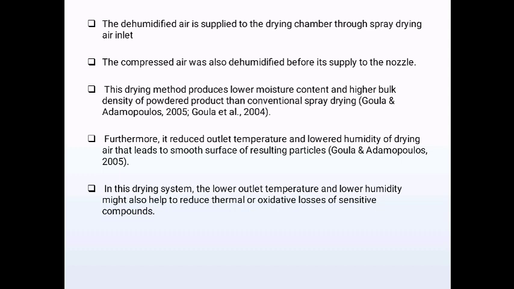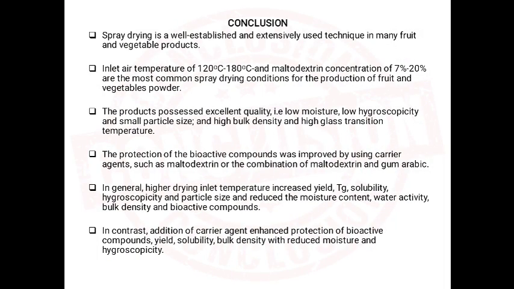In this dehumidified air spray drying system, the lower outlet temperature and lower humidity might also help to reduce thermal or oxidative losses of sensitive compounds. Conclusion: spray drying is a well-established and extensively used technique in many fruit and vegetable products. Inlet air temperature of 120 to 180 degrees Celsius and maltodextrin concentration of 7 to 20% are the most common spray drying conditions for production of fruit and vegetable powders.